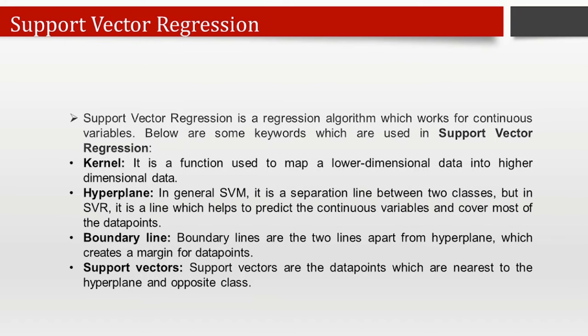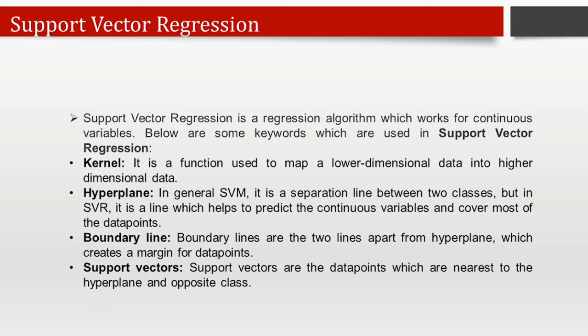Support vector machine is a supervised learning algorithm which can be used for regression as well as classification problems. If we use it for regression problems, it is termed support vector regression. It is a regression algorithm which works for continuous variables. Here are some keywords which are used in support vector regression.